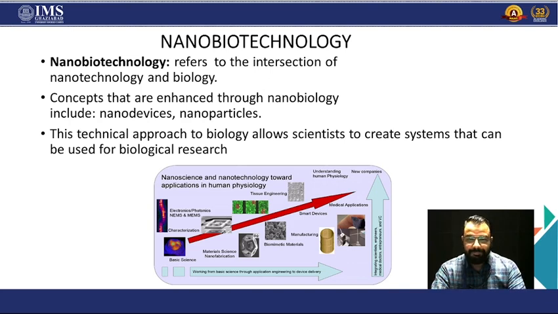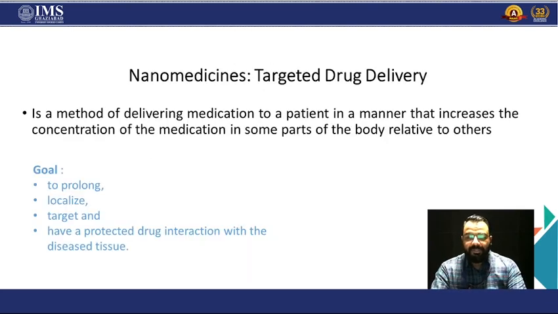One of the important aspects of nanobiotechnology is the use of nanomedicines, where we use medicine with a particular targeted drug delivery system. Designing a drug delivery system using nanotechnology is a method of delivering medication to a patient in a manner that increases the concentration of the medicine in some parts of the body relative to others.